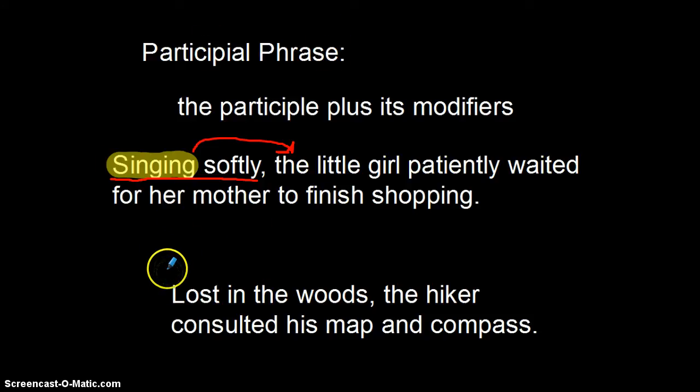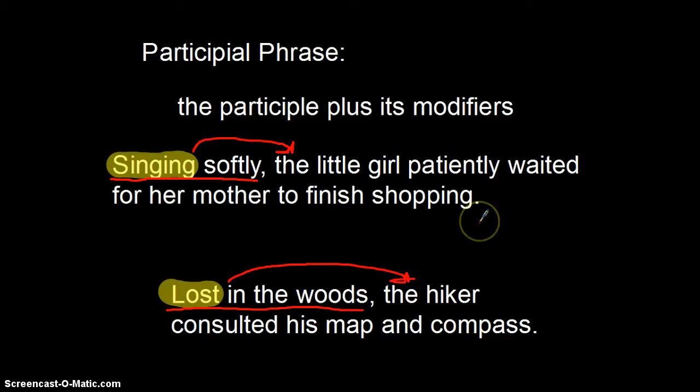Similarly, we have that same sentence, but now we've added a prepositional phrase to it: "Lost in the woods." So "lost in the woods" works all together as a participial phrase, but lost is the actual participle. And again, it's describing the hiker. See, this is pretty simple. If you can take a verb and put -ing, -ed, or -ent on it, and use it to describe a noun, it's going to act like a participle. It's that simple.